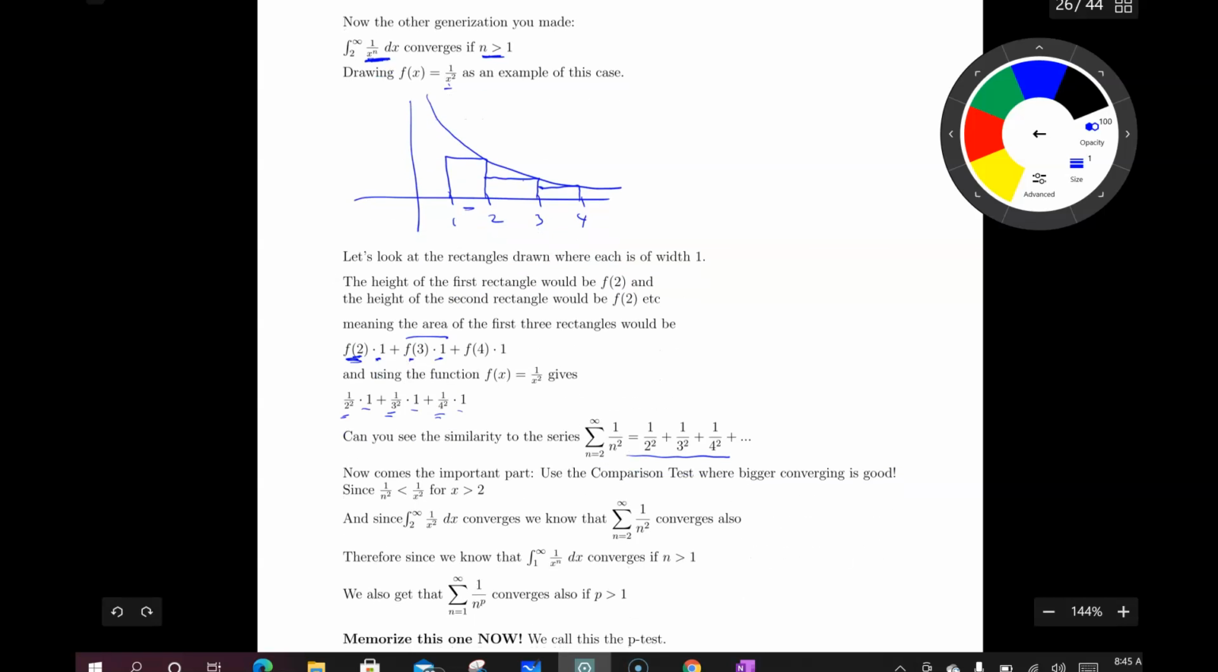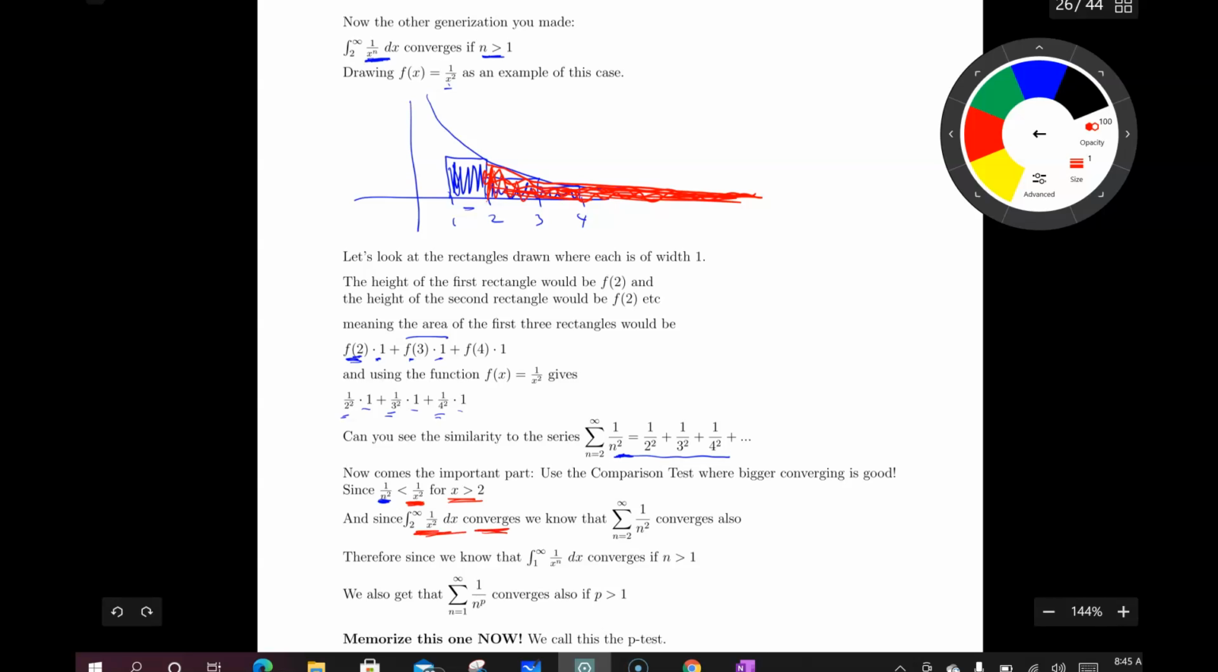Okay, so what do we see here? This 1 over n squared, which is the area of the blue rectangles, and they keep on going, is going to be smaller than the area under the curve of 1 over x squared. And notice I'm starting at 2. So the area of the red is bigger for sure. So what do I know about 1 over x squared, that integral?